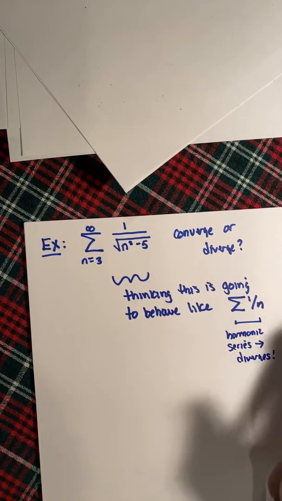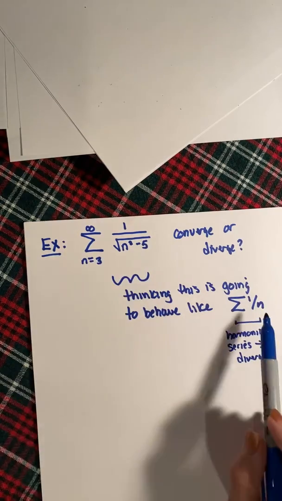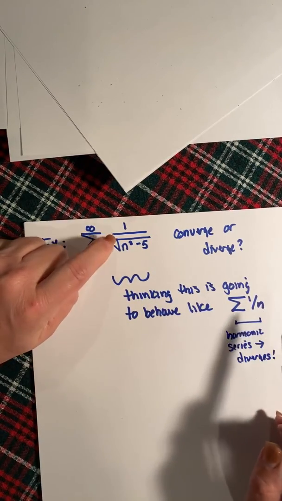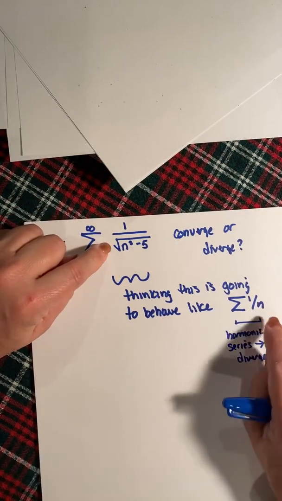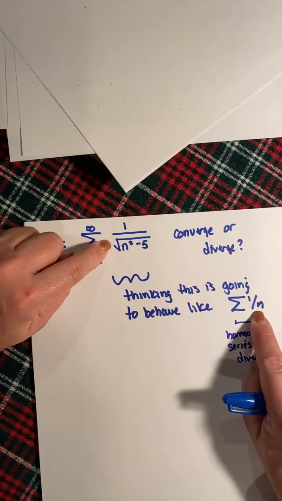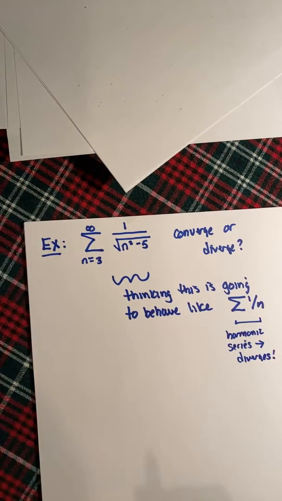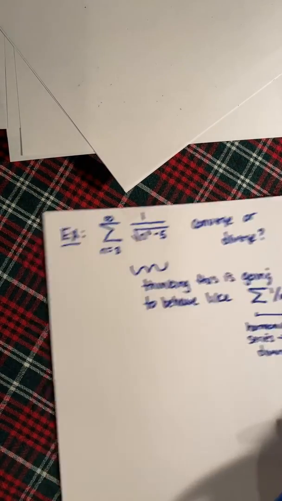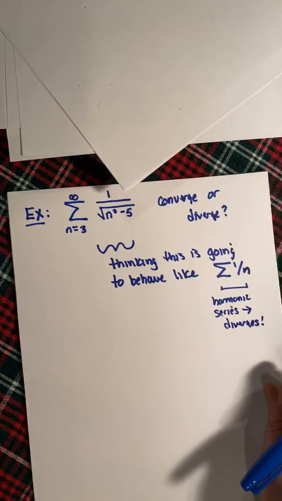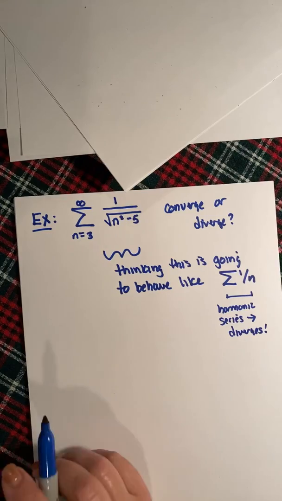So the only way it would be useful to compare this to this is to show that this one is greater than this one. In order to show something about a series compared to a divergent series, we would have to show that it was greater than. If this is less than a divergent series, then that's not going to be helpful, because if it's smaller than a divergent series, we don't know if it converges or diverges. So let's look at some algebra here.